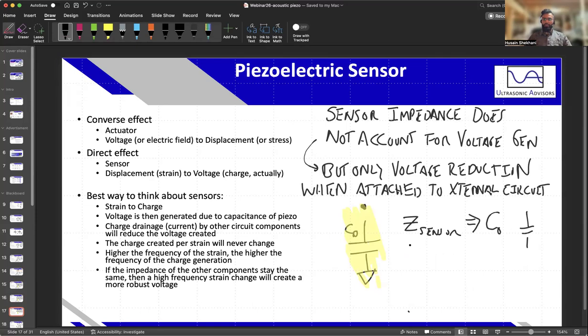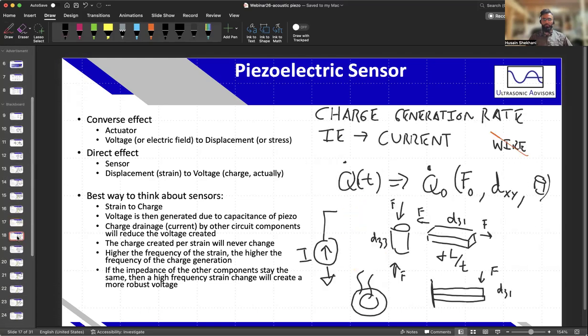So actually, for low frequency, the impedance of the sensor is just the impedance of the capacitance of the transducer. That's the simple way for low frequency analysis. So the charge generation rate or the current is actually dependent on a lot of things. We were just talking about impedance, but let's get back to the charge generation rate for a second. That's going to depend on the force, the piezo coefficients, and also the geometry.